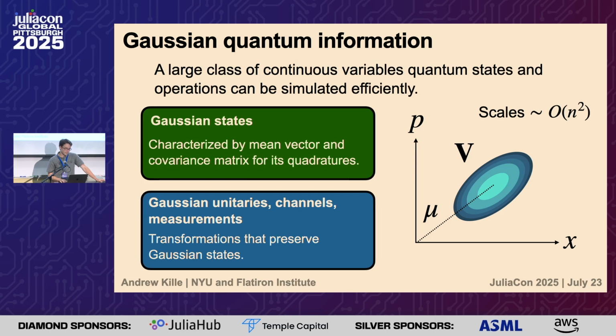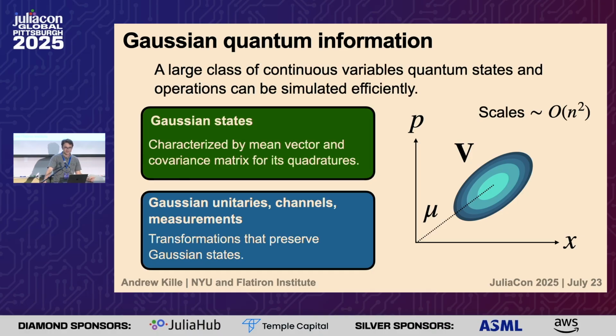And it's not really a workaround, but you can still describe a large class of these states just in terms of their lowest order statistical moments. What I mean by that is you take the quadrature operators of your multi-mode quantum harmonic oscillator system, and you characterize them in terms of their expectation values and variances. So these are your low order statistical moments, right? So you have a mean vector for a multi-mode system, and then you have a covariance matrix.